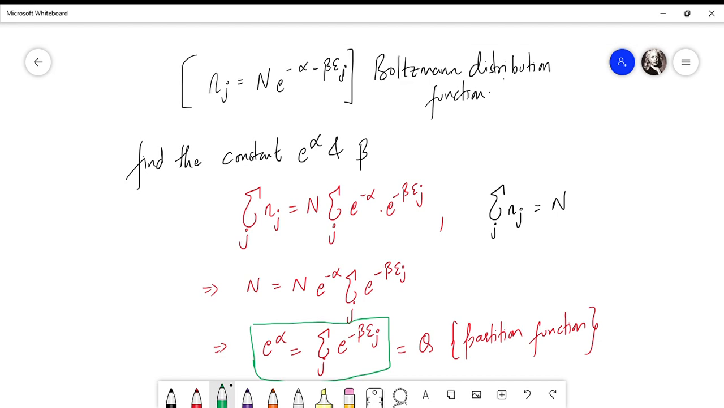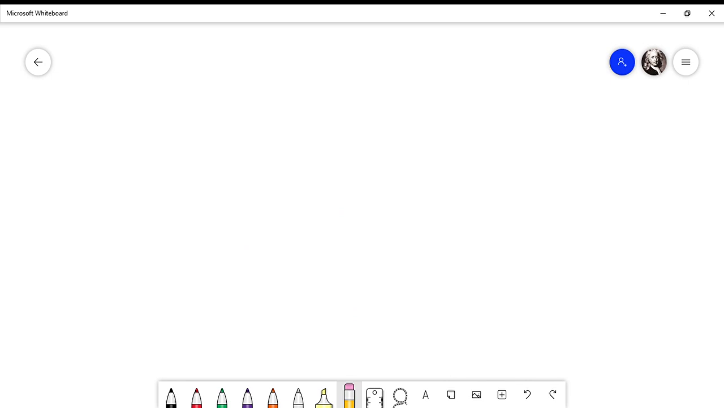Okay, now let us understand how to find the second constant, that's beta. For this we'll have to assume certain things. Let me just erase this one, and let's try to find the value of beta. Now imagine that we have a system of gas here, with lots and lots of particles. Initially it has E as the energy, the number of particles is N, and the volume is fixed.